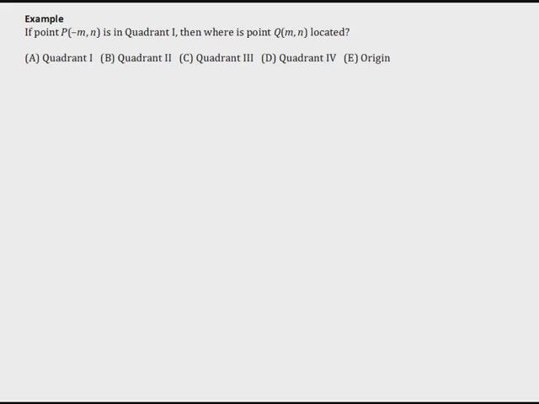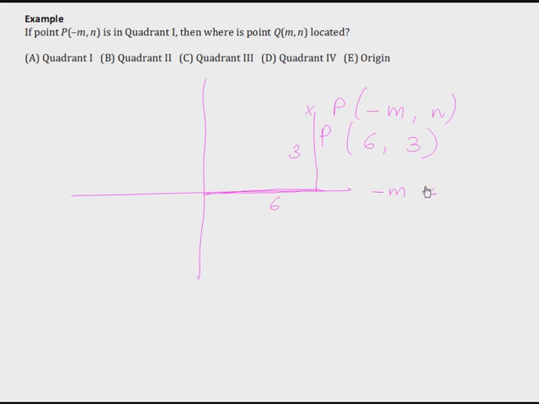If point P minus m comma n is in quadrant 1, then where is point Q m comma n located? So point P is in quadrant 1. Let's put P here, and its coordinates are minus m comma n. Let's give P some actual values. So I can take P as going, say, 6 units and then 3 units up. So P being in quadrant 1 must be of the form 6 comma 3. Both x and y must be positive since it's in quadrant 1. So that leads me to conclude that minus m is equal to 6 and n is equal to 3. So that makes m equal to minus 6.